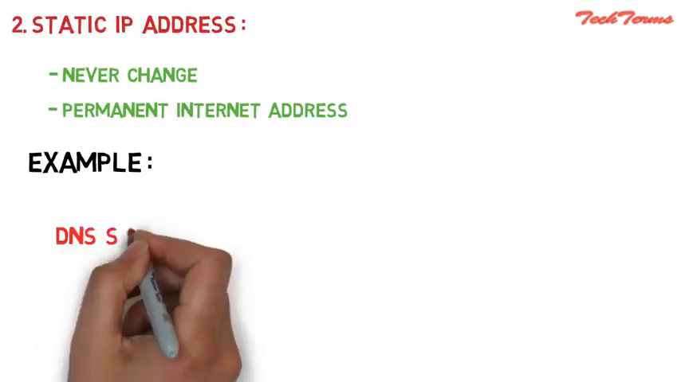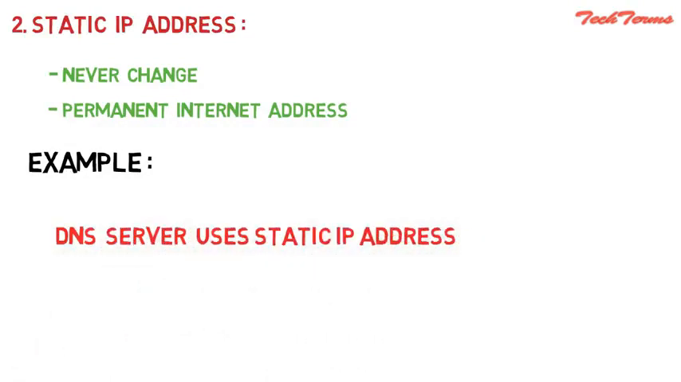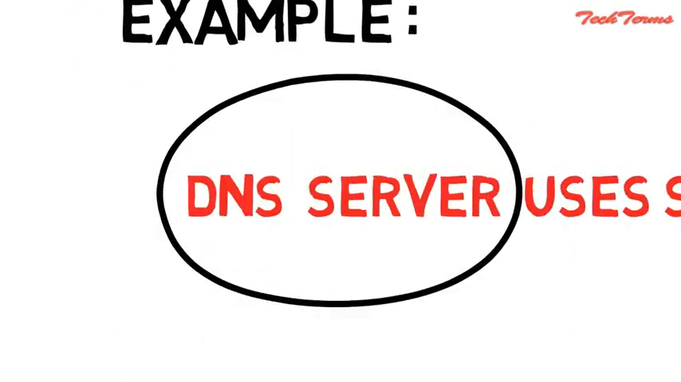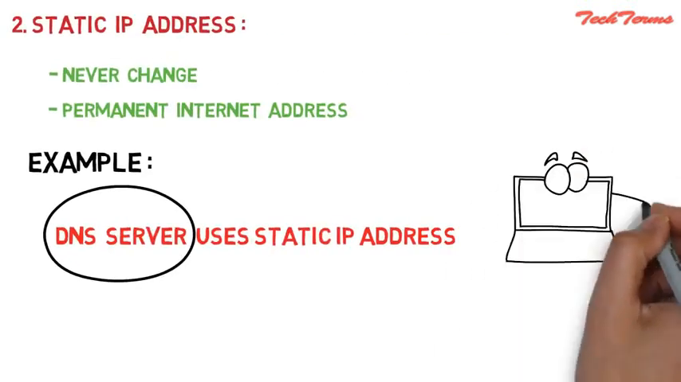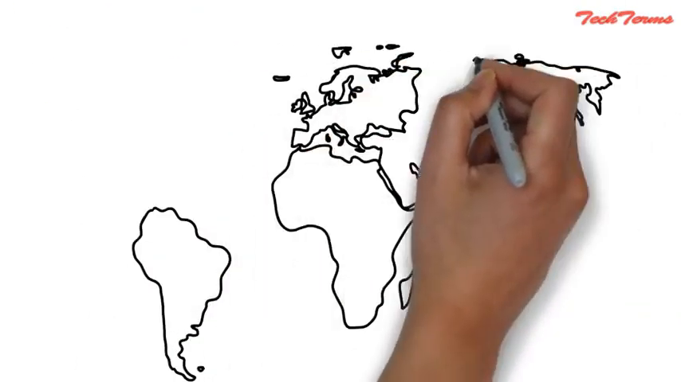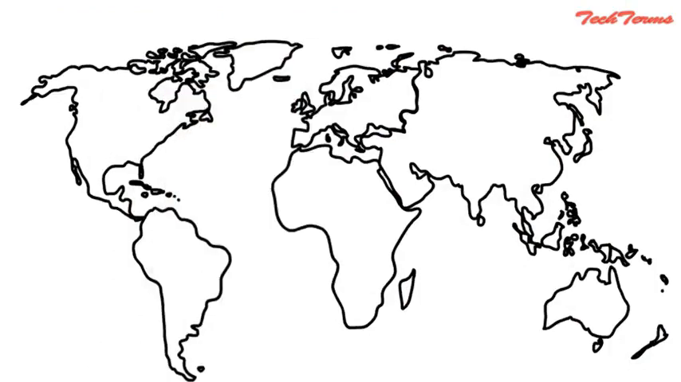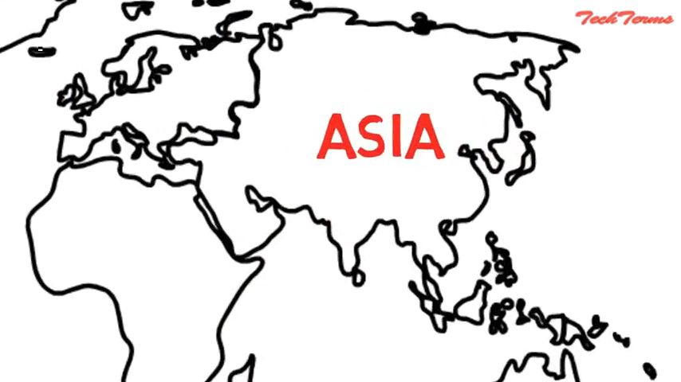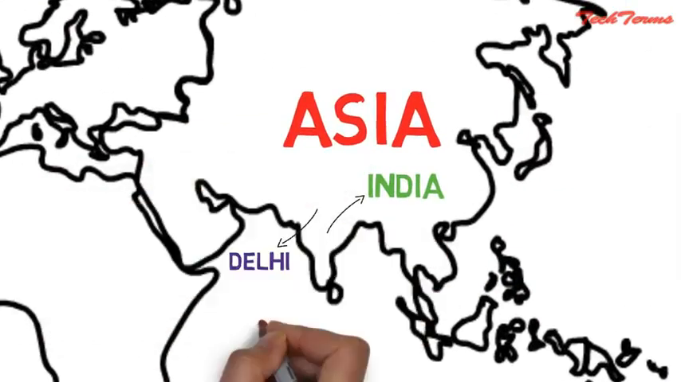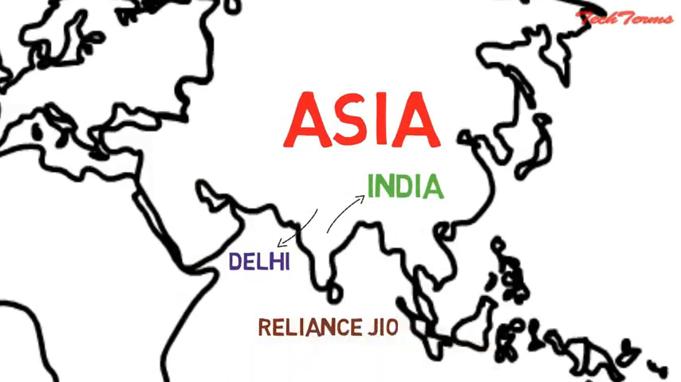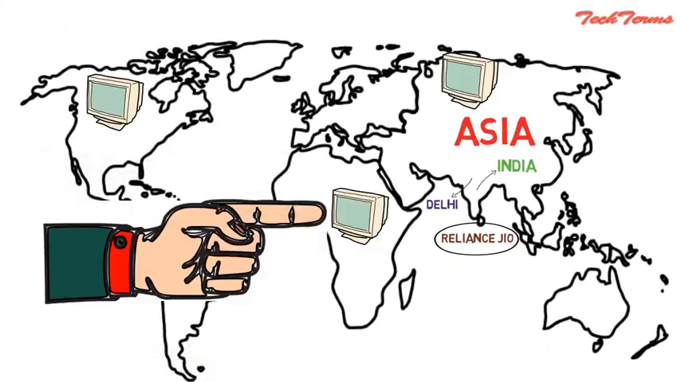Static IP addresses are used by DNS servers. What are DNS servers? Actually, these are computers that help you to open a website in your computer. Static IP addresses provide information such as the device is located in which continent, which country, which city, and which internet service provider provides internet connection to that device. Once we know who is the internet service provider, we can trace the location of the device connected to internet.